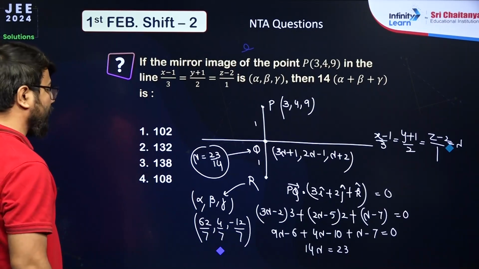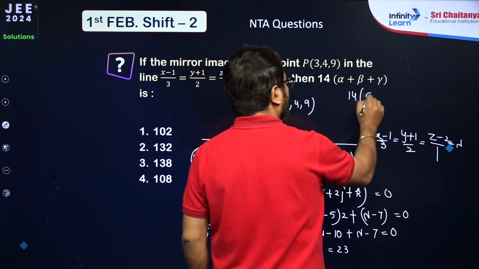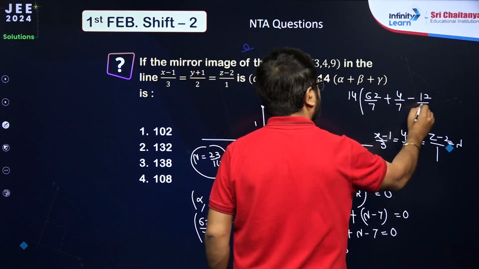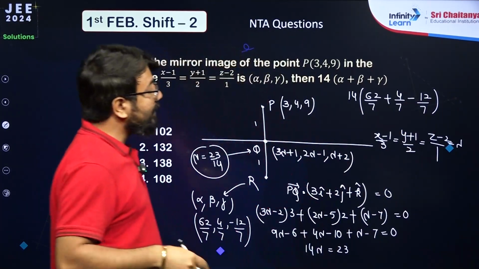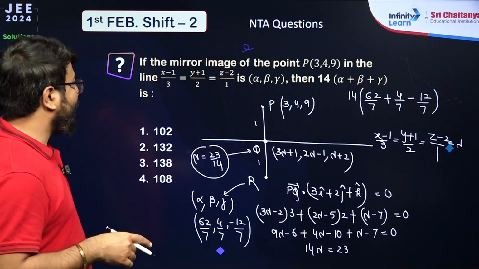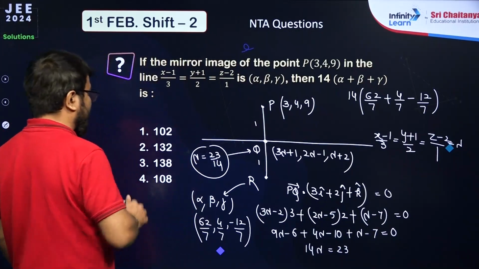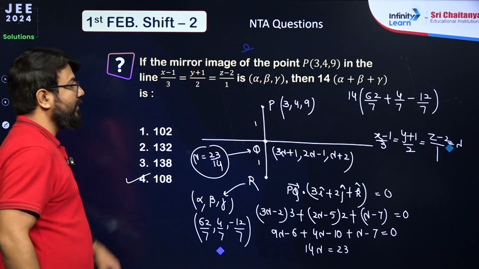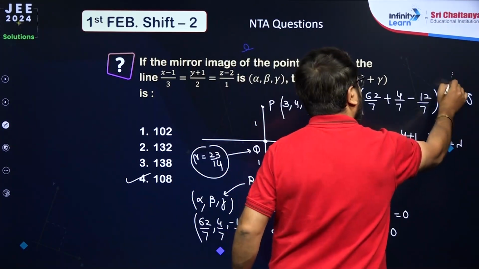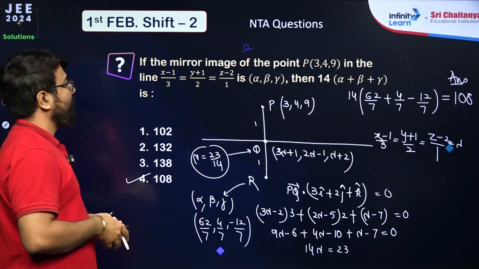Now once we have got this coordinate, so it is 14 times 62 over 7, then 4 over 7, then minus 12 over 7. 68 minus 12, that will become 56 over 7. So I will be left with 14 into 8. So if I try to simplify this expression, I will be able to write here 108. So 108 will be the final answer, my dear students, for this question. And I hope you understood. This was quite easy problem, but there was a lot amount of calculation.